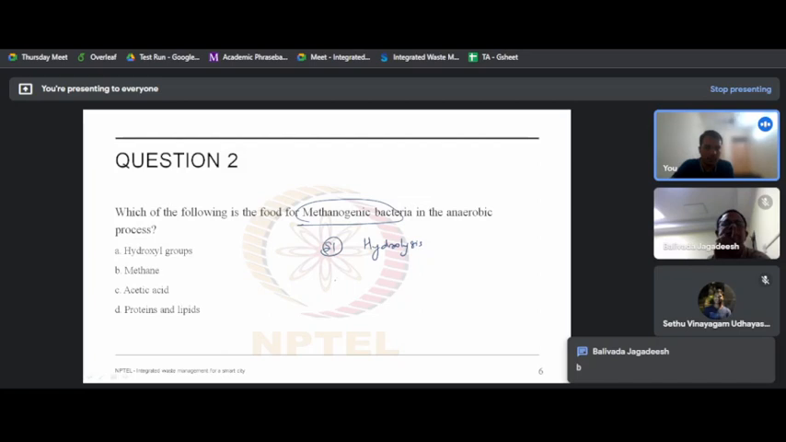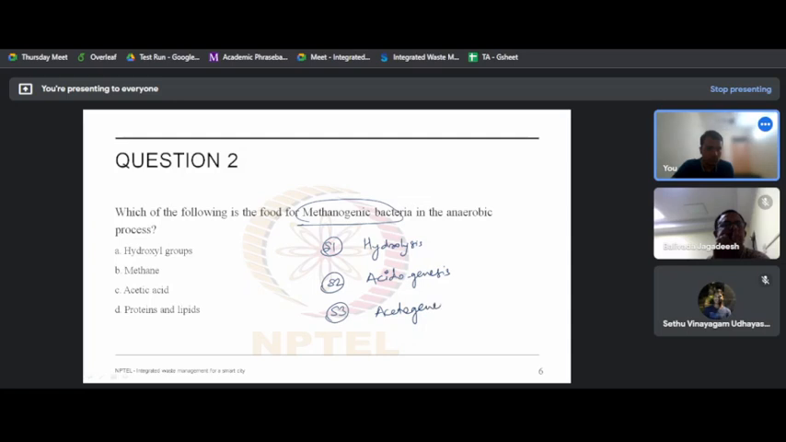So as we saw, stage 1 we have hydrolysis, stage 2 we have acidogenesis, stage 3 we have acetogenesis, and finally in stage 4 we have methanogenesis. So what happens is, in the third stage, acetic acid is formed, and this gets converted to methane by methanogenic bacteria in the last stage. So what is the food, or the reactant, for methanogenic bacteria? That will be acetic acid. So that is option C.